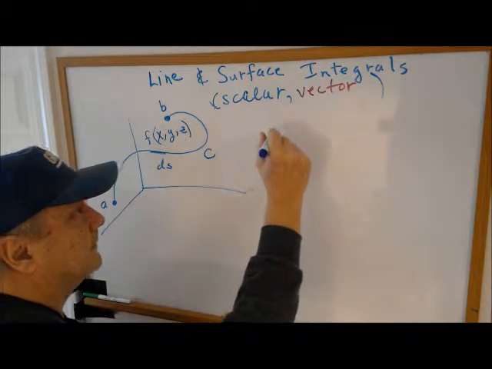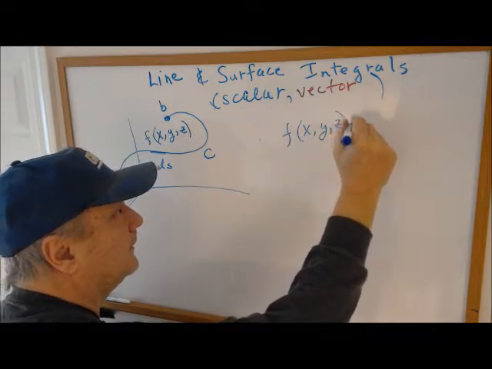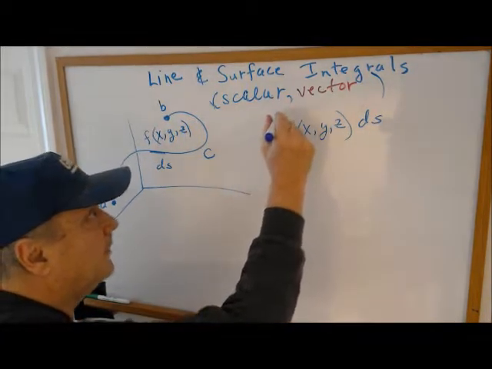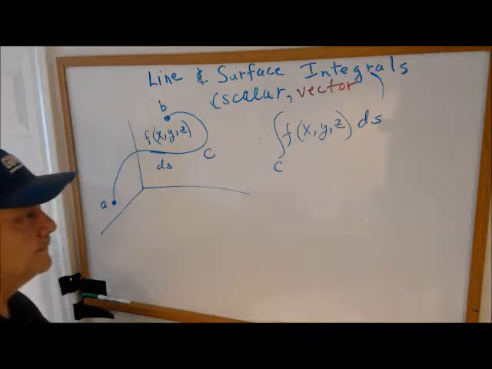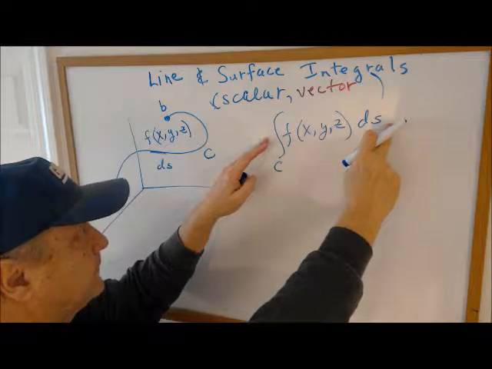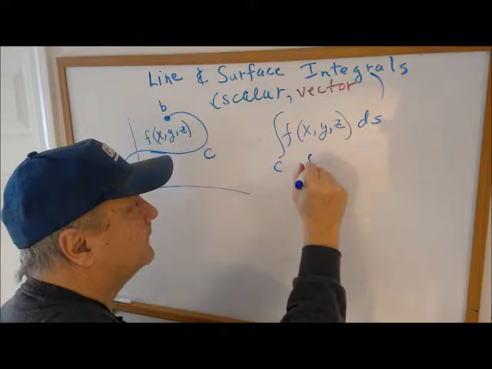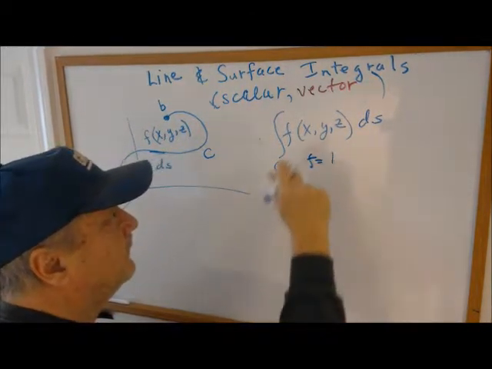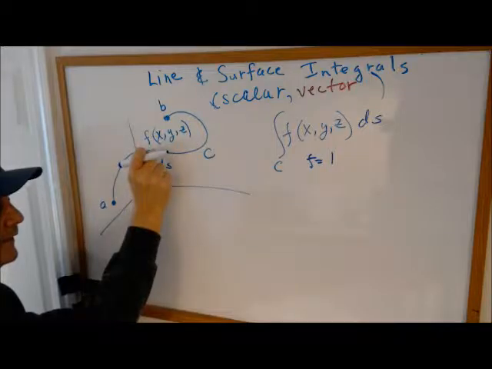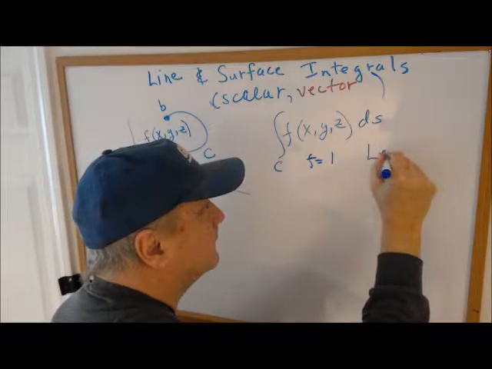So the line integral is to take that function and multiply it by the element of arc length, d little s, and to add them all up over that curve. So here's your scalar line integral notation. So what does this measure? Well, if this function is 1, then we're just integrating over the super small arc lengths, which means we're adding them all up, so we're going to get total length of the curve.